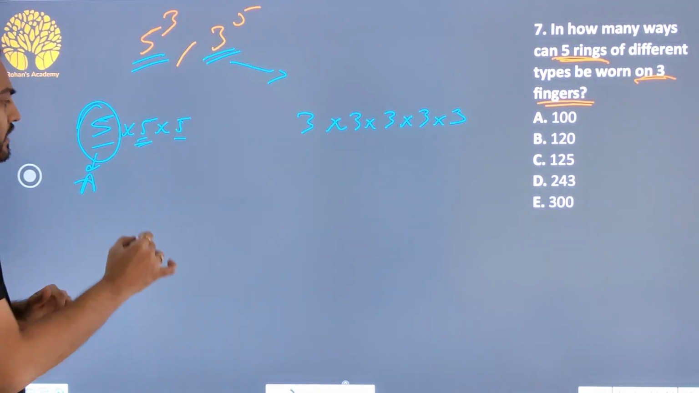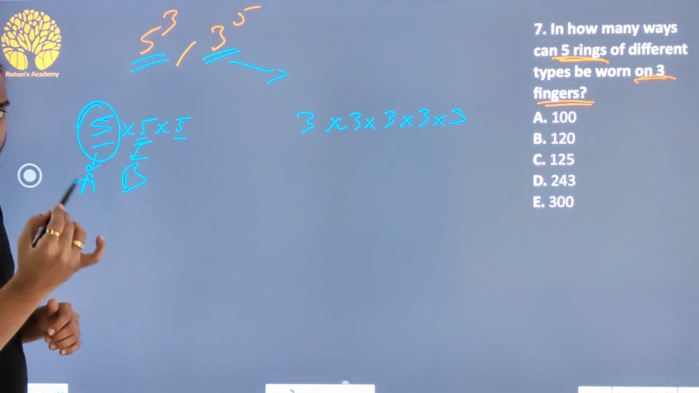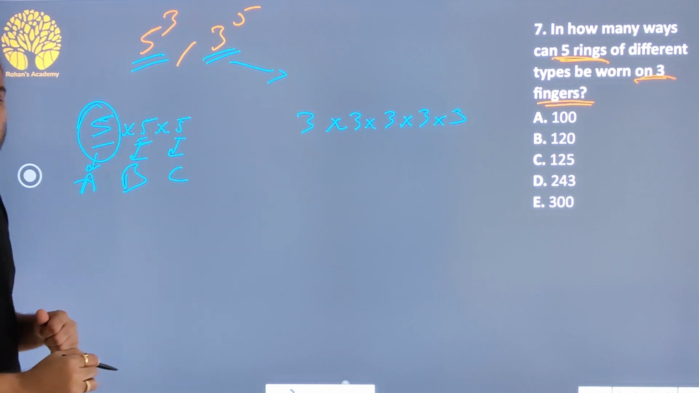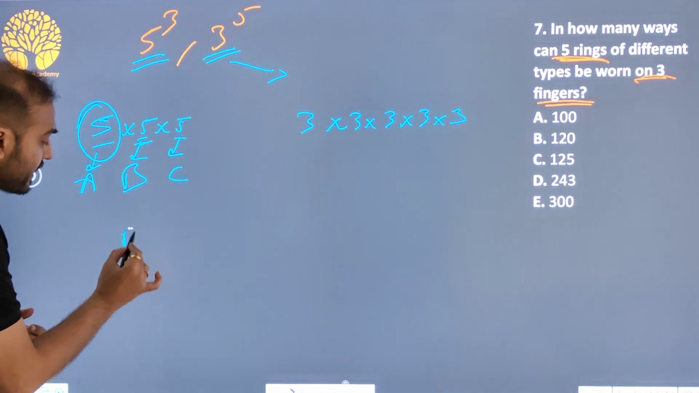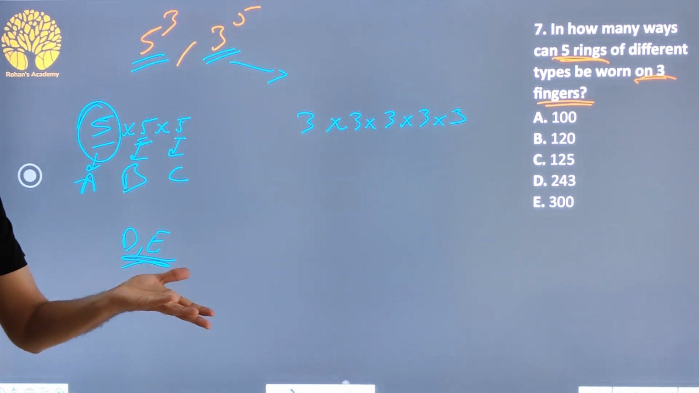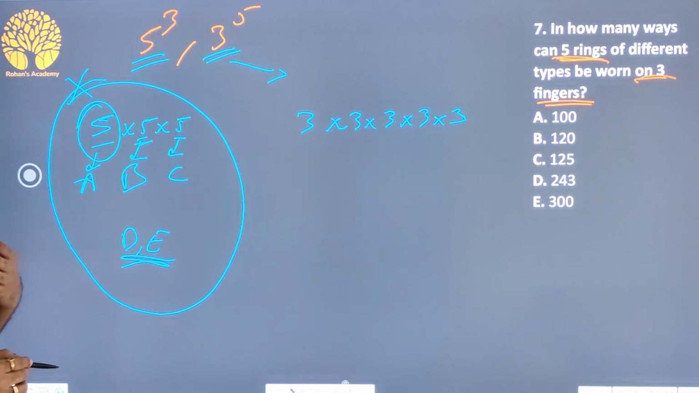Say you pick another ring. Say you tell me that okay, I don't want to pick ring A, what if I pick ring B? Fine. For the third finger, again you are thinking 5 options. Say you pick ring C. 5 means from 5 I am taking 1. What about ring D and E? You are not going to wear them? So that is why this is wrong.